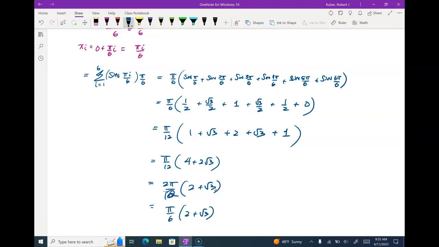And then to the calculator. Second pi divided by 6 times parenthesis 2 plus square root of 3. 1.954.